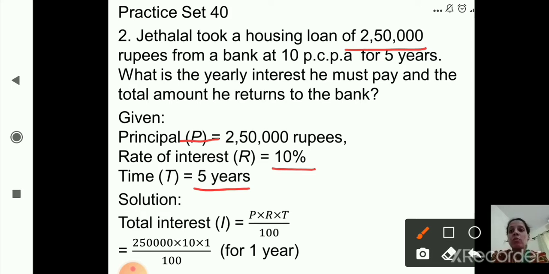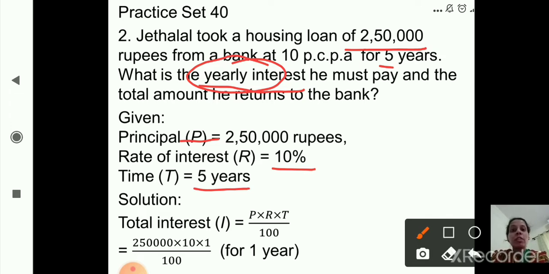Now in the solution we'll find out interest first. See in the question what is given: what is the yearly interest? First we will find out yearly interest, meaning for 1 year, then we will find out for 5 years. Because the time period is given as 5 years, but first we will find out interest for 1 year, then for 5 years. Because in the question it is mentioned, what is the yearly interest. So we will put the value of T, that is time, as 1 year.